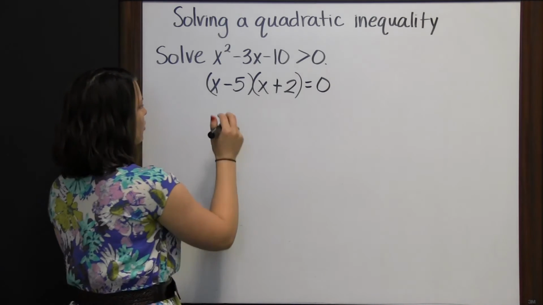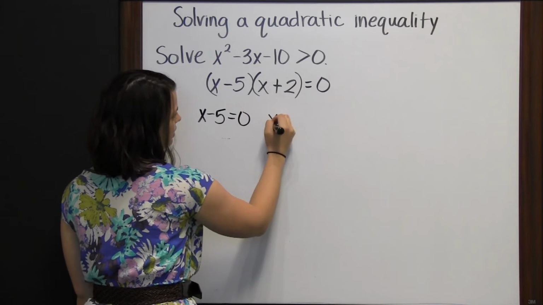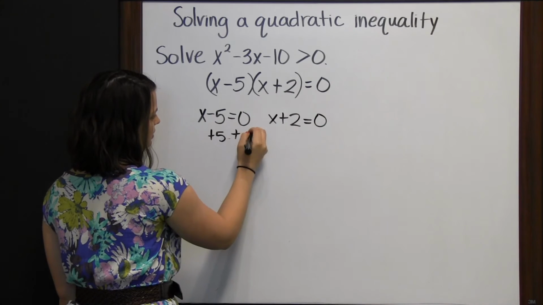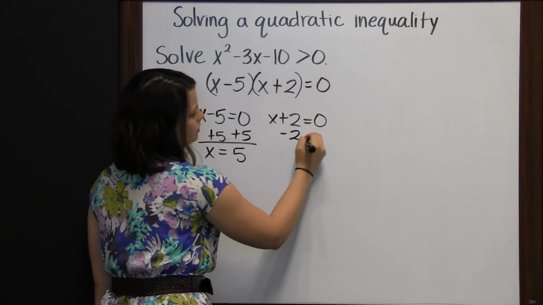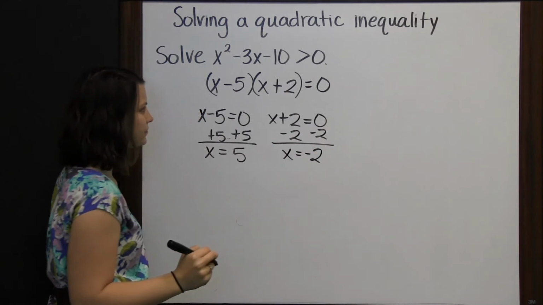And now we'll use the zero product property to solve. X minus 5 equals 0. X plus 2 equals 0. Add 5 to both sides. So x equals 5. Subtract 2 from both sides. And x equals negative 2.